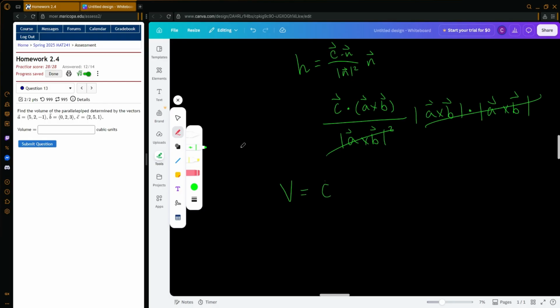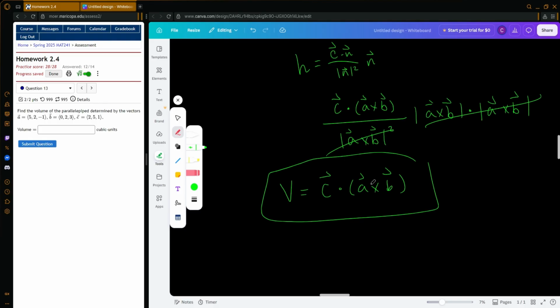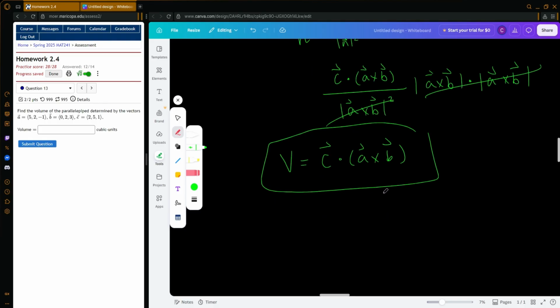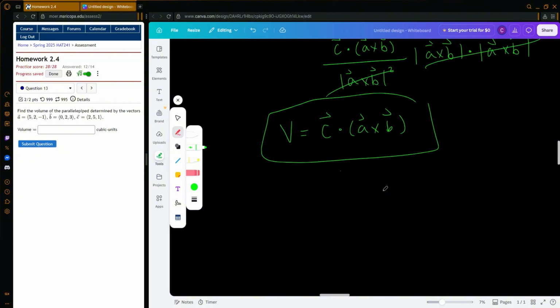The volume is going to be c dot a cross b. So this is all you have to remember. It's using some projections to get the height, and then you already know that the base is going to be the cross product of a and b. So let's go back and compute this.